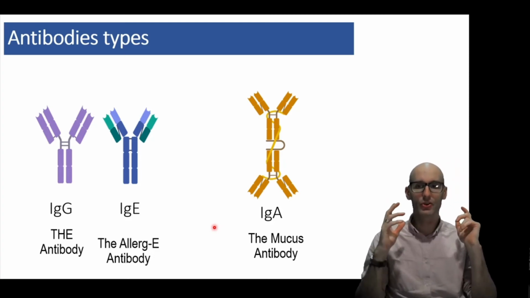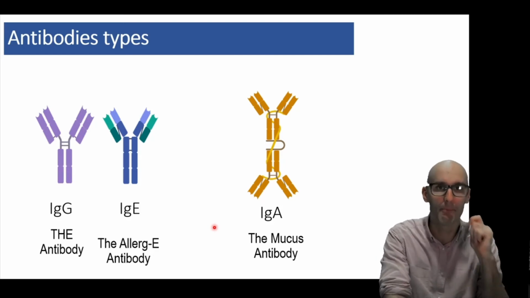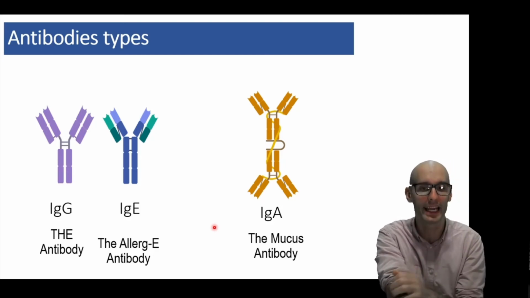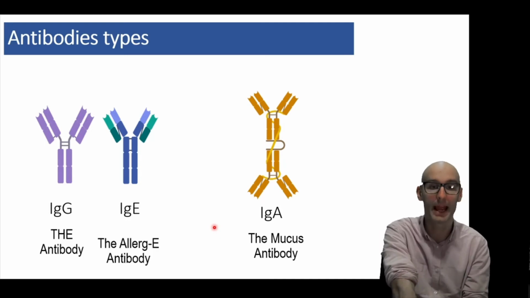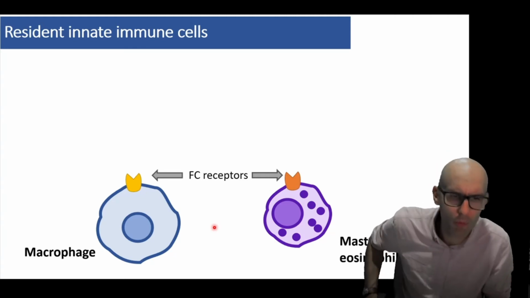But when it comes to the parasite response, these are the main guys, but in particular, IgE and IgA are the main guys in this response. So let's have a look.